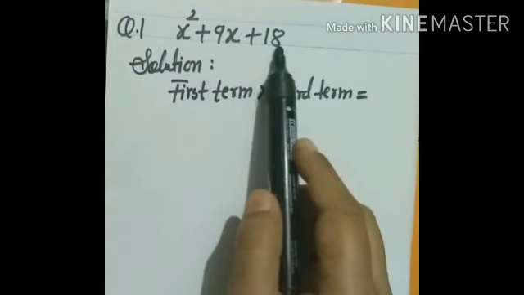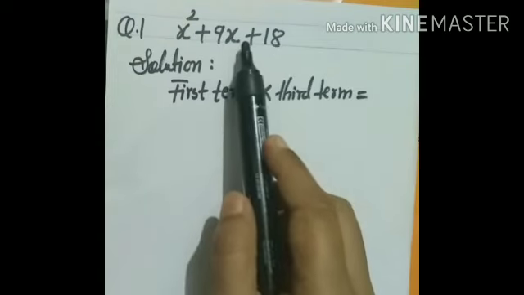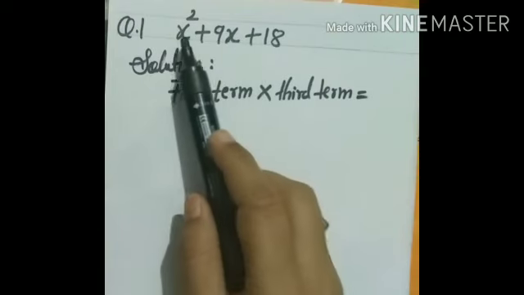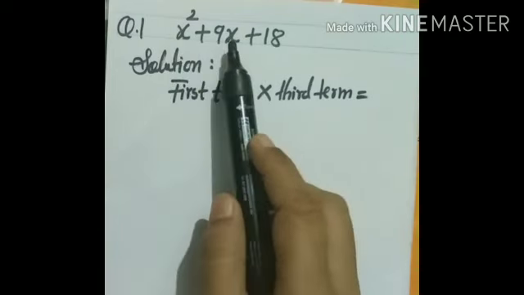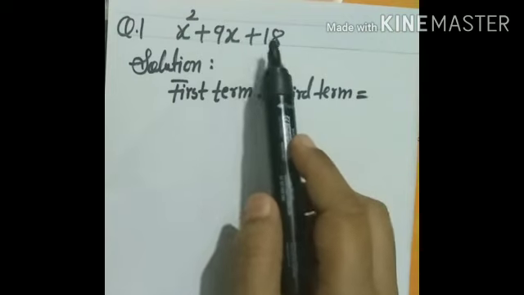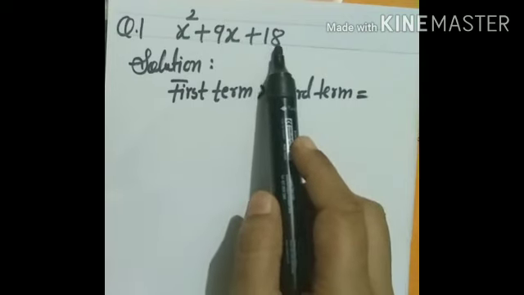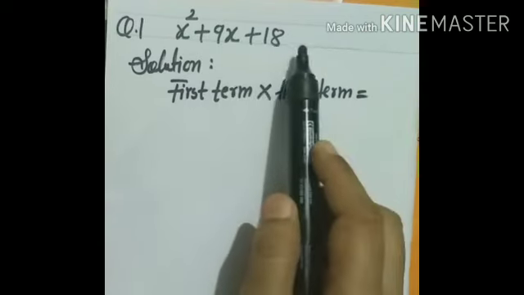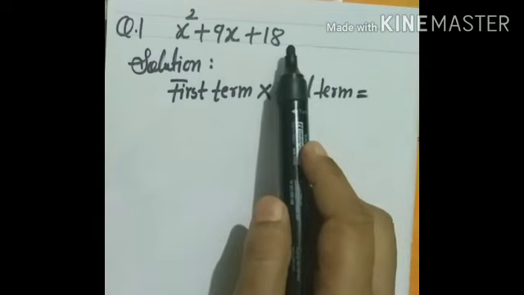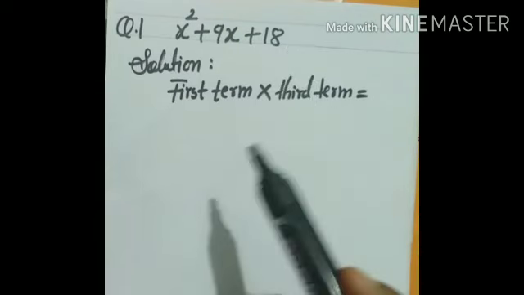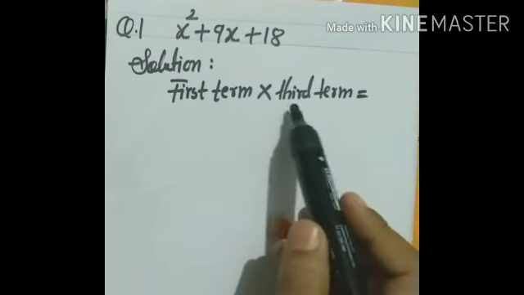This is an expression, children. We have to find the factors of this expression. x square is the first term, 9x is the middle term and 18 is the third term, children. Here how many terms are there? 3 terms are there. So first of all, children, we have to multiply the first term into the third term.